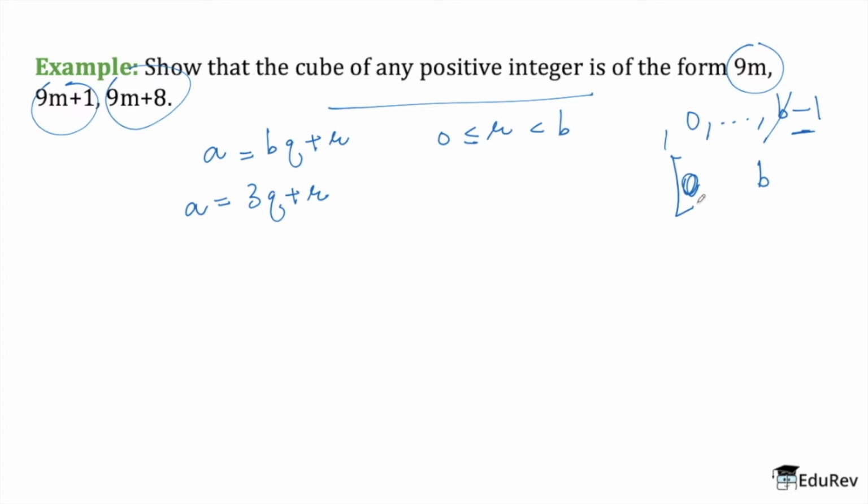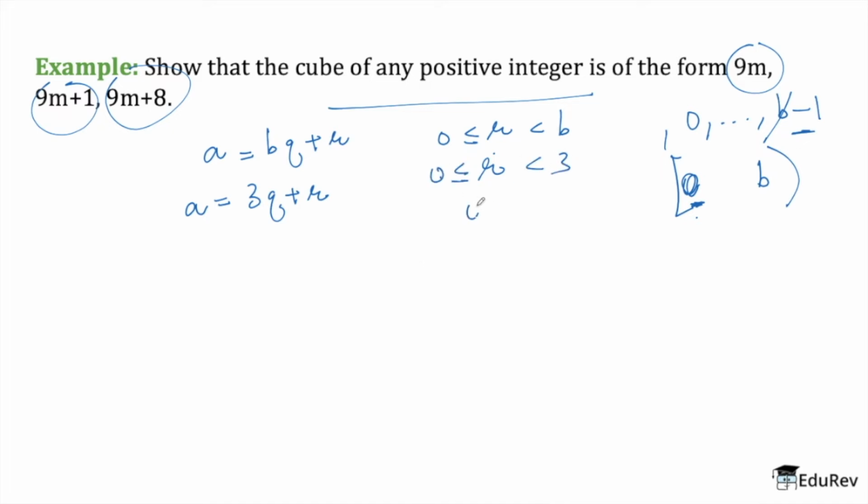So it has to be from closed bracket 0 to open bracket b. What is closed and open? Closed is when I include the number, and open is when I do not include the number, but I include the number that is just to the left of that number. So r can be 0, but r cannot be b. Now because b is 3, r can be between 0 and 3.